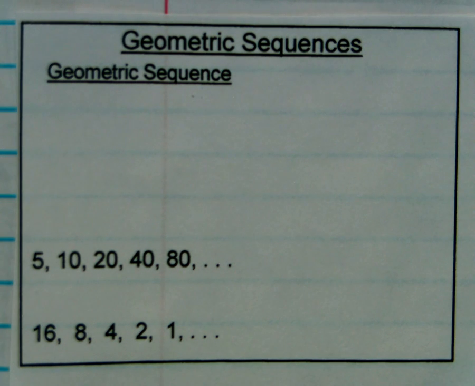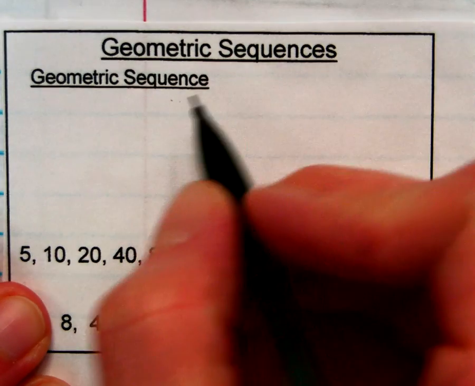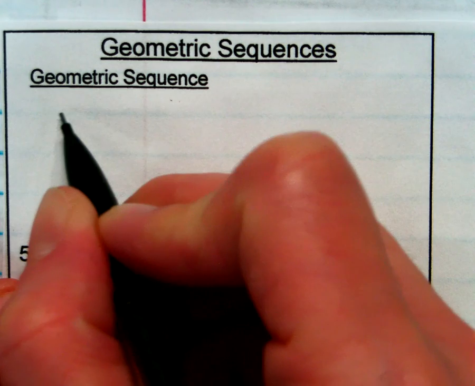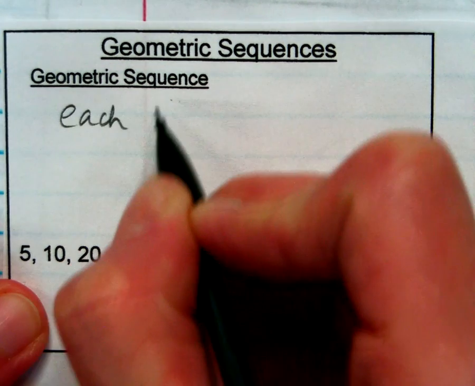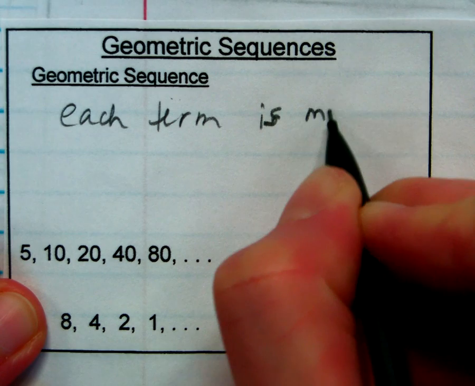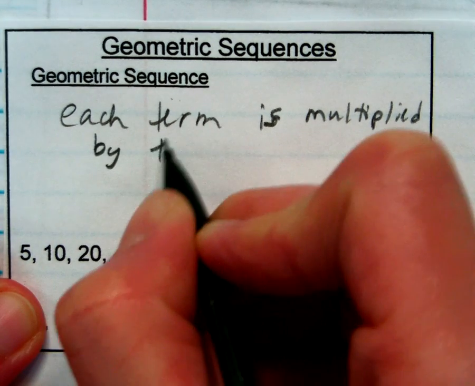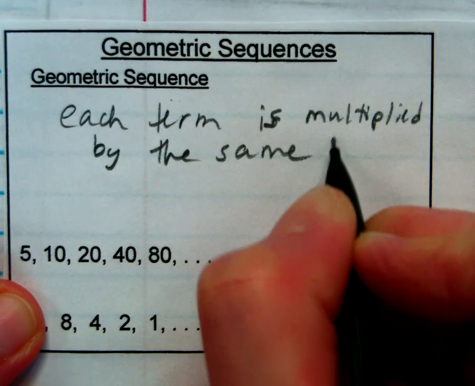Okay, this lesson is on geometric sequences. So we'll start by talking about what geometric sequences are. For a geometric sequence, basically, each term is multiplied by the same number.